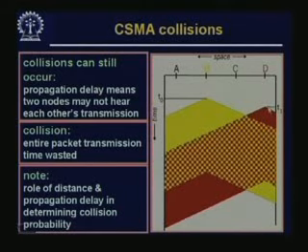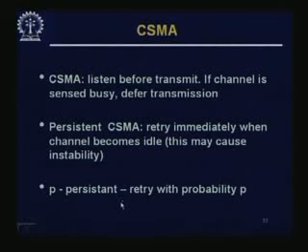So, there will still be a finite probability of a collision, and this probability will depend on the time it takes for the frame to reach all the nodes, because if it had reached some other node, then that particular node would not start transmitting. But it takes a finite amount of time, and within that finite amount of time, if somebody else starts transmitting, then you have a collision. So, we can still have collision. So, CSMA is not enough, we have to do CD also.